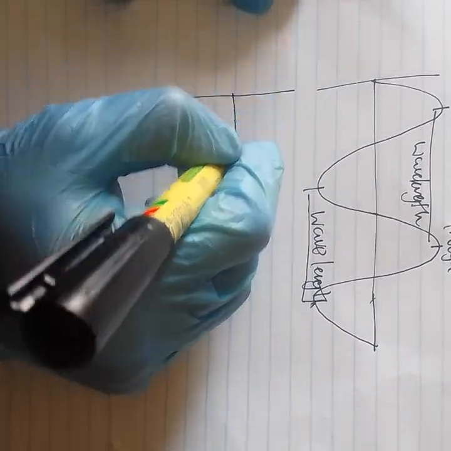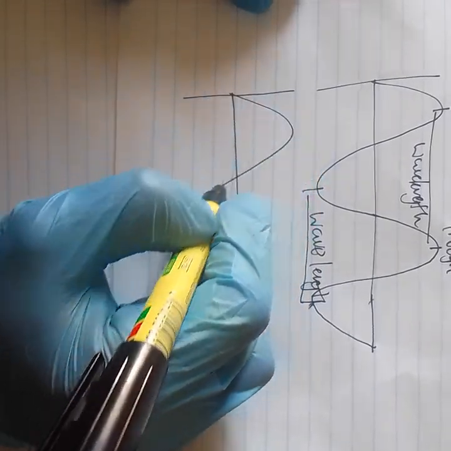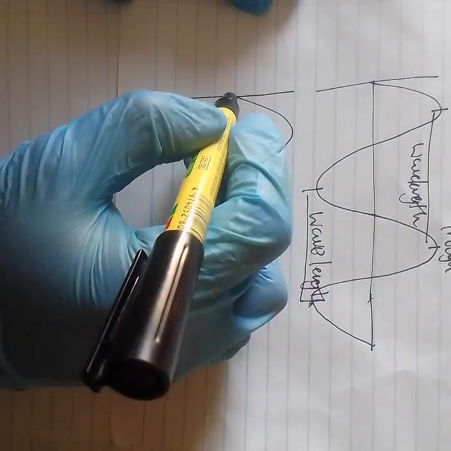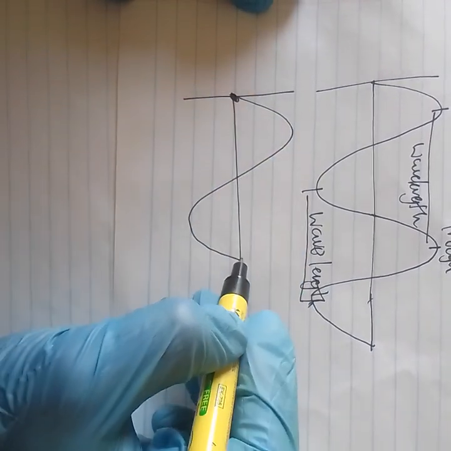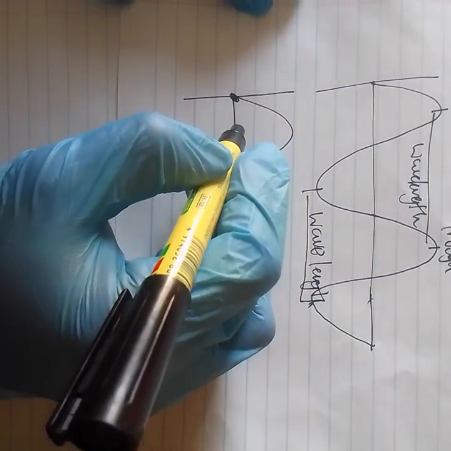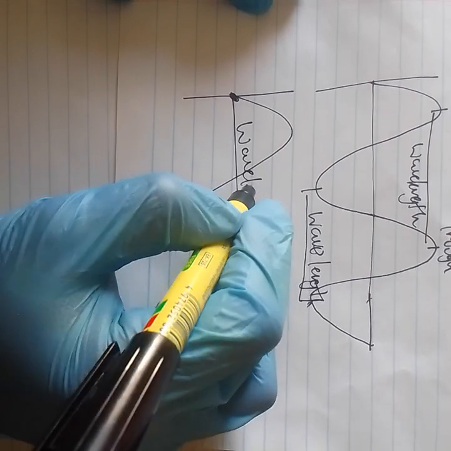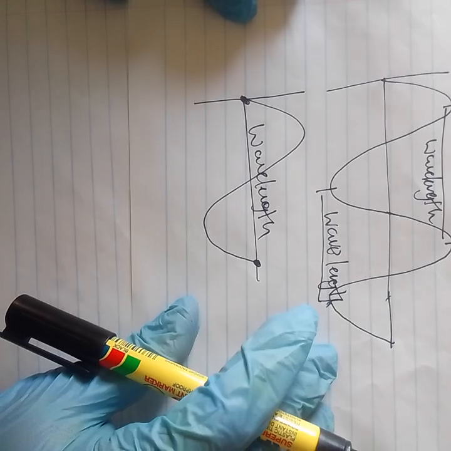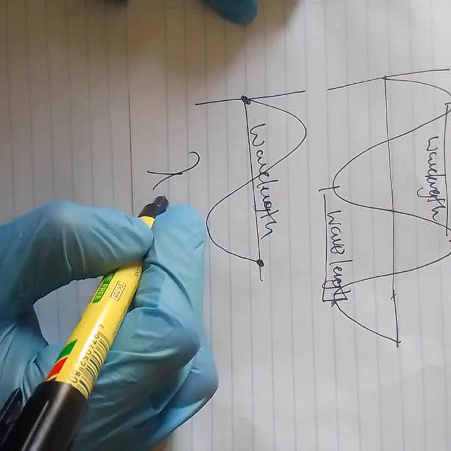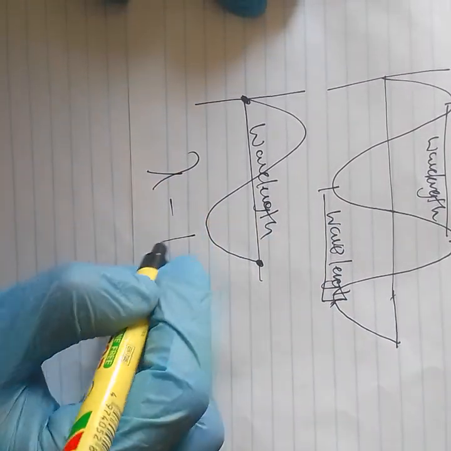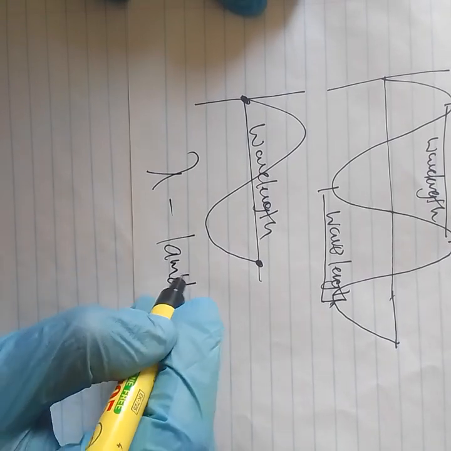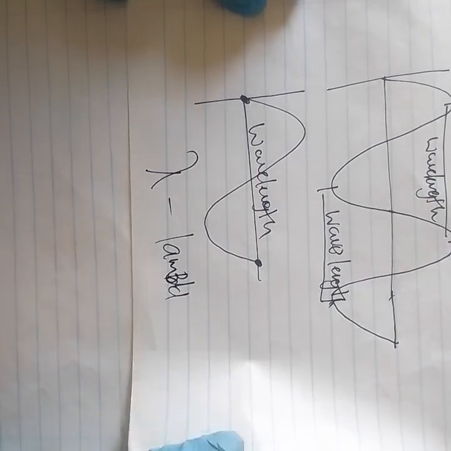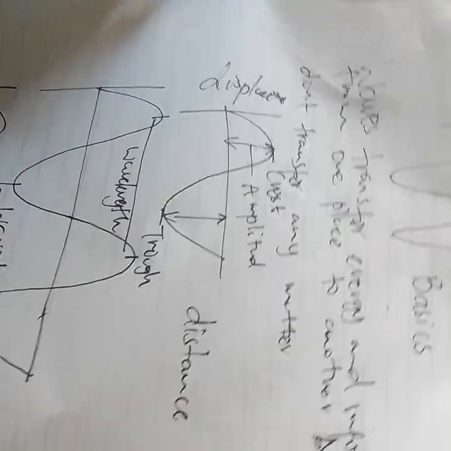Wavelength can also be found within one wave. If we have one wave, the distance from the starting point of the wave to the end point is called the wavelength. And the symbol for wavelength is lambda.